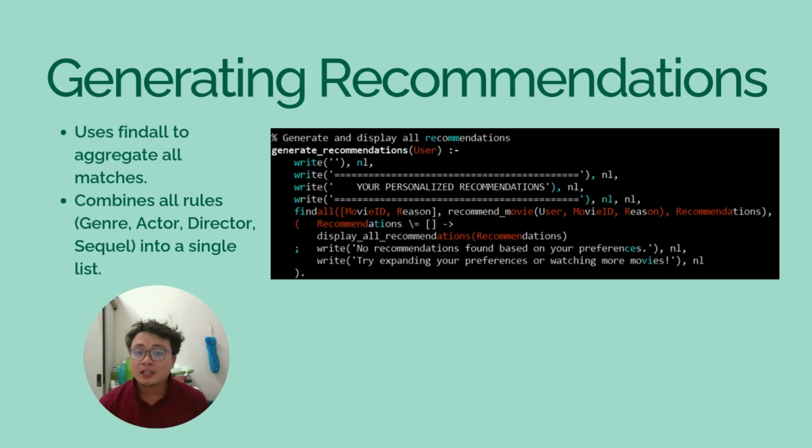Thanks, McAllister. Now that we have gathered ages, genres, actors, directors, and history, we need to process it all. As shown above, this is the engine of our system, the general recommendation predicate. We use the Prolog built-in findall. This command aggregates every movie that matches any of the user's criteria into a single list. It checks a genre rule, the actor rule, the director rule, and the sequel rule simultaneously. This ensures we don't give just one recommendation but a comprehensive list of options.